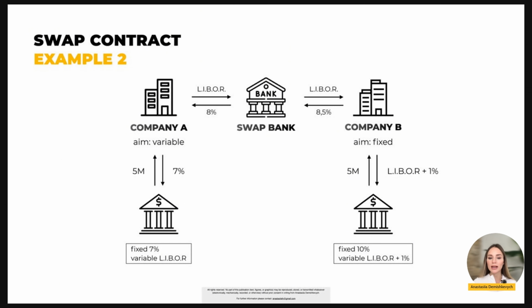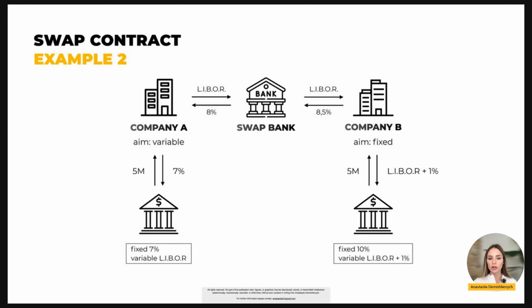The swap bank sets up two separate agreements. With Company B, the swap bank pays Company B LIBOR, matching its floating loan, while Company B pays the swap bank 8.5% fixed instead. This effectively converts Company B's variable loan into a fixed loan at 8.5%, which is better than the original 10% that was proposed. On the other hand, the swap bank receives LIBOR from Company A, turning its fixed loan into a floating one. In return, it pays Company A a fixed 8%.